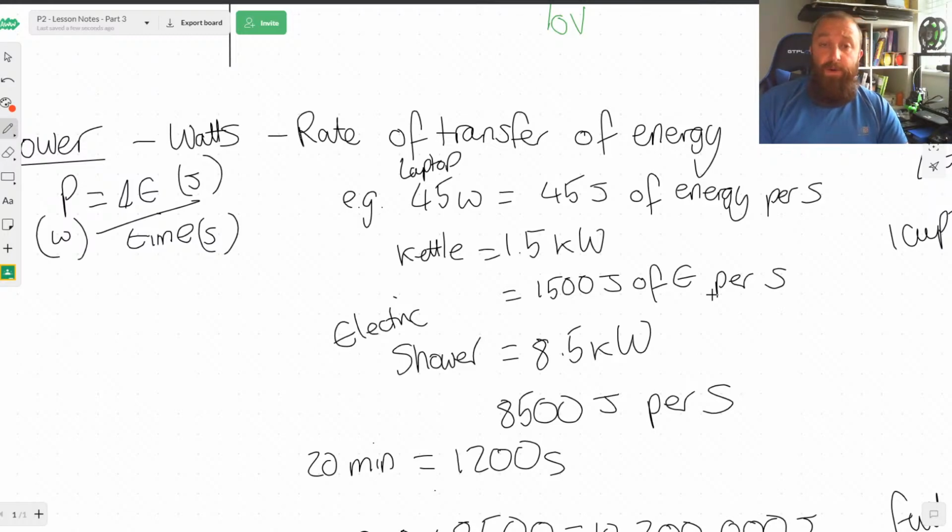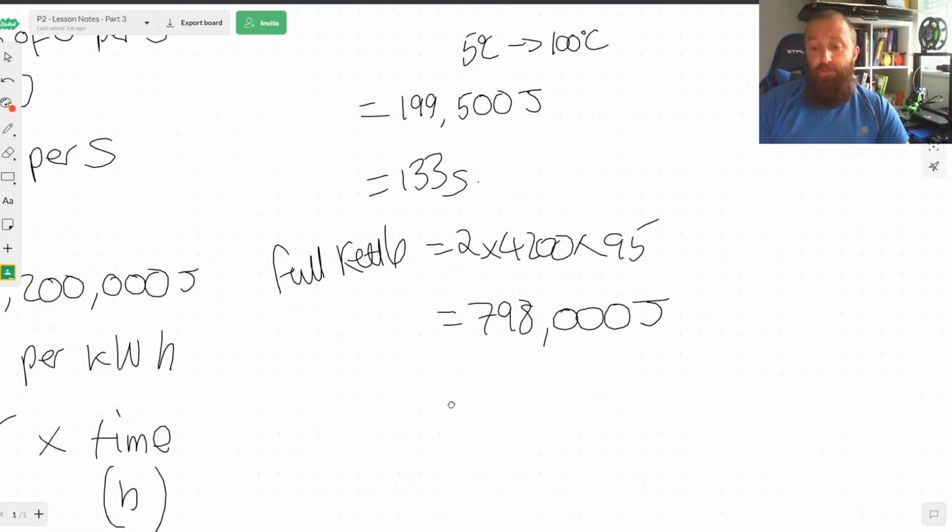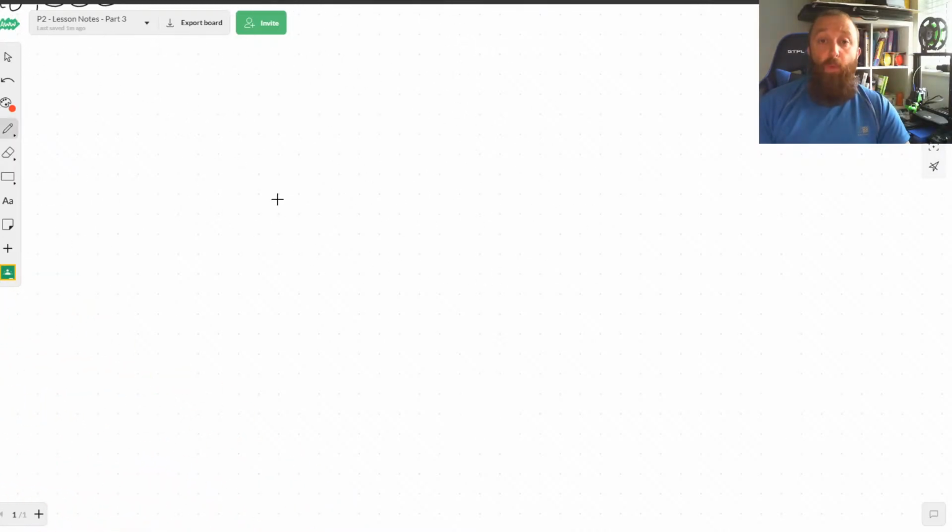The other thing we could do is, if we knew how much energy has been transferred and how long it took, we could use that calculation to work out what the power rating is. Now, there's another couple of formulas that we need to know for this one, so I'm just going to put those down now. Our power is equal to our voltage, our potential difference, multiplied by the current. So that's one of the ones that we need to know for this one.